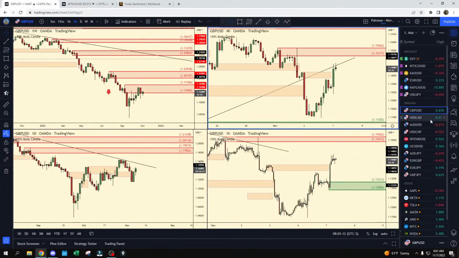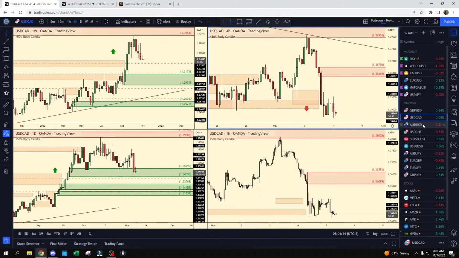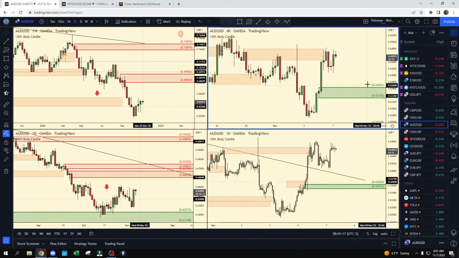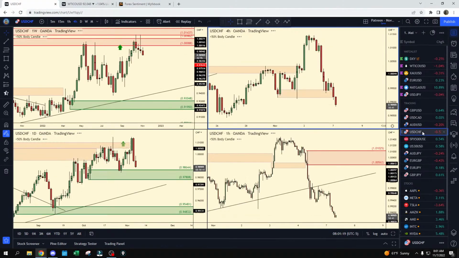The pound not looking great, not much on the CAD. Not too much here on the Aussie. I'm just going through all of the markets right now.